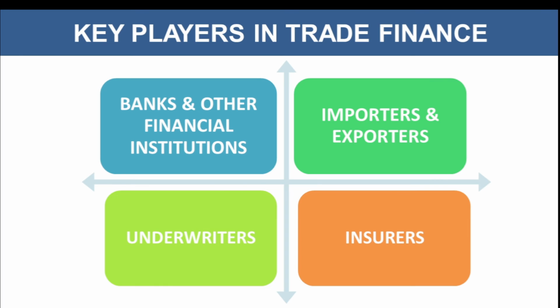Importers and exporters, between whom the trade transaction is happening, are also key players. The whole contract is made between the importer and exporter based in different countries. The importer is the buyer, the exporter is the seller. Then there are underwriters, which are the financial professionals that evaluate and assess the risk involved in particular transactions. Then there are insurers, which provide insurance to these parties involved to cover the risk and provide coverage as and when there is any loss.